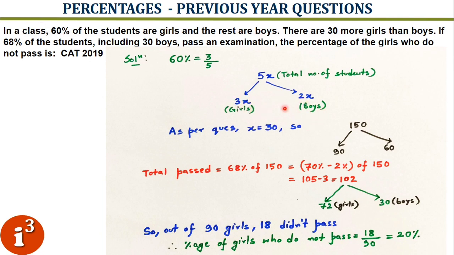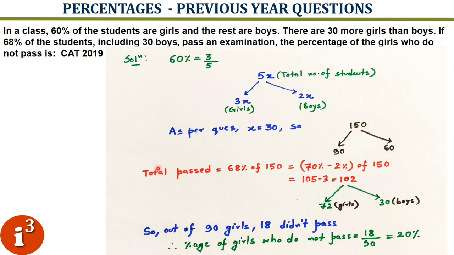Now how many girls are more? 3x minus 2x, x, is equal to 30, because there are 30 more girls than boys. Now you substitute the value of x and you get this second diagram. Means total number of students is 5 into 30 equals 150. Among 150, there are 90 girls and 60 boys. So you have 150 total students, 90 girls, 60 boys.